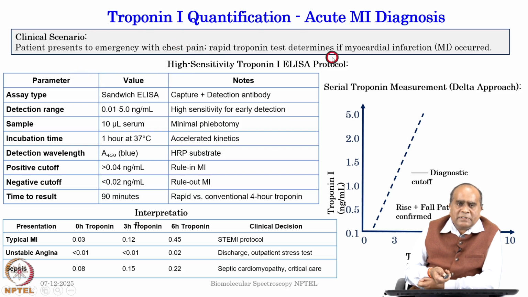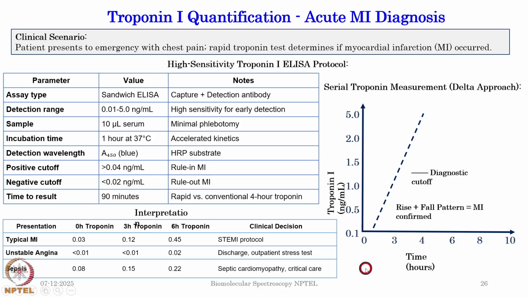So, a rapid troponin test can be done to determine if it is a myocardial infarction or not. Typically, you do a sandwich ELISA, where you require a capture and detection antibody. The detection range is 0.01 to 5 nanogram, so it is highly sensitive. You just require 10 microliter of serum sample, and in 1 hour you detect the wavelength, a blue color, and a positive cutoff.